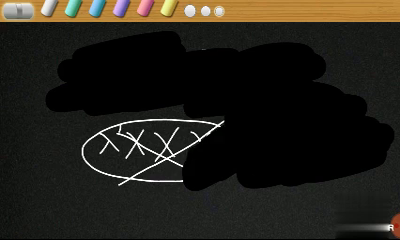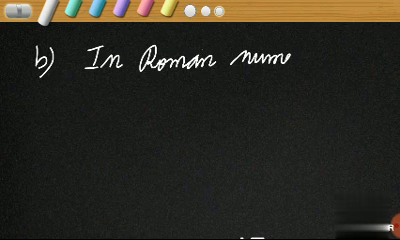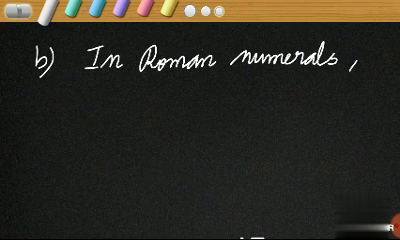Next rule, very important rule, B, write down. A we have already written: in Roman numerals, repetition means addition. Then write down B. In Roman numerals, the letters can be repeated maximum 3 times.